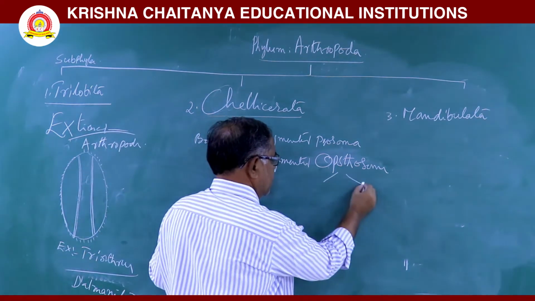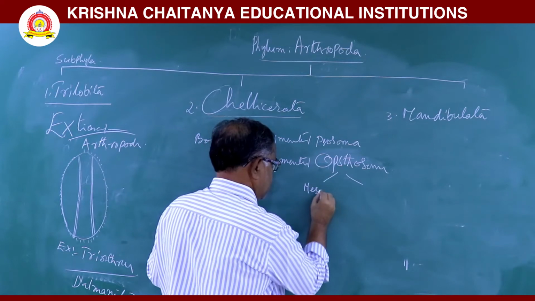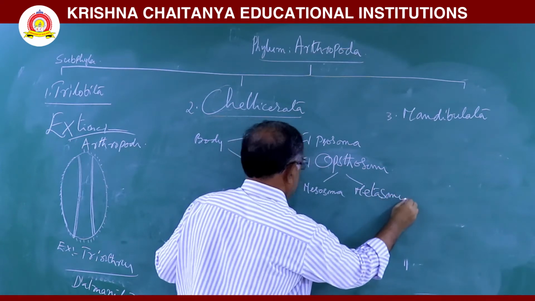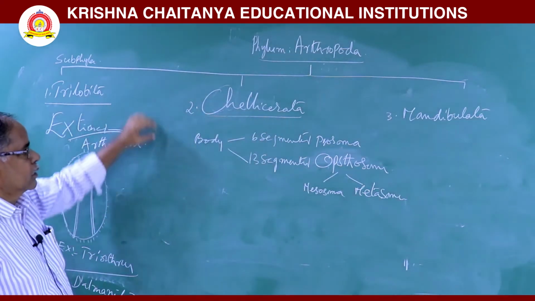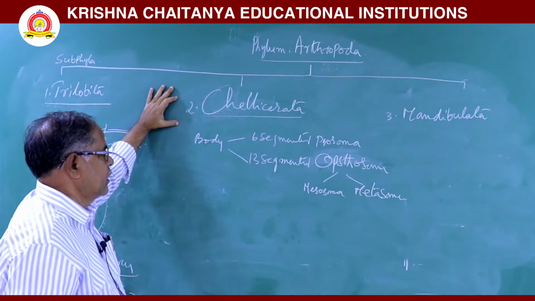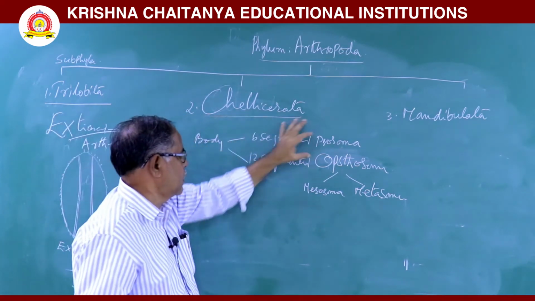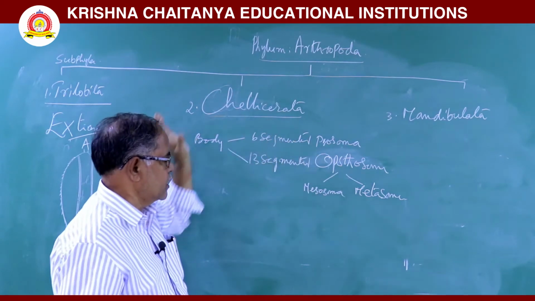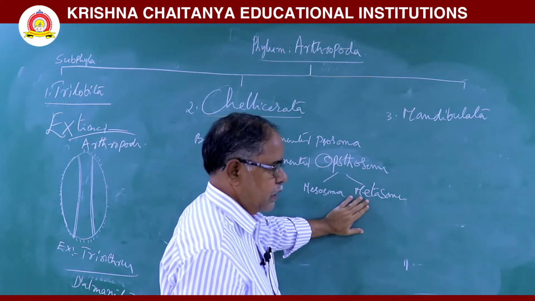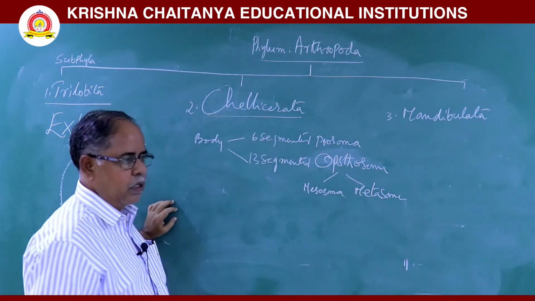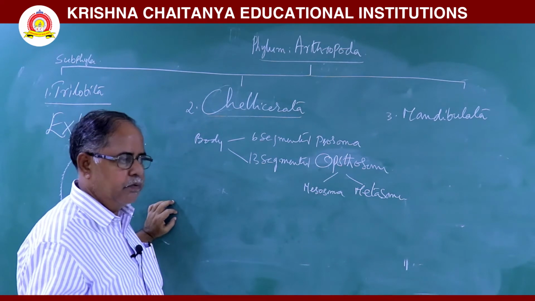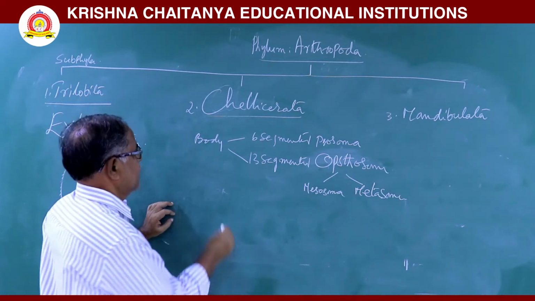This opisthosoma is further divided into mesosoma and metasoma. In Kcjc, some are aquatic, some are terrestrial. Here the body is divided into a 6 segmented prosoma and a 13 segmented opisthosoma. This opisthosoma is further divided into mesosoma and metasoma. In prosoma, the first appendages of the segmented prosoma are modified for feeding. That is called Kcjc.